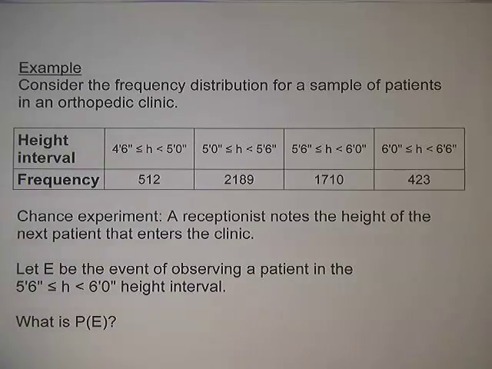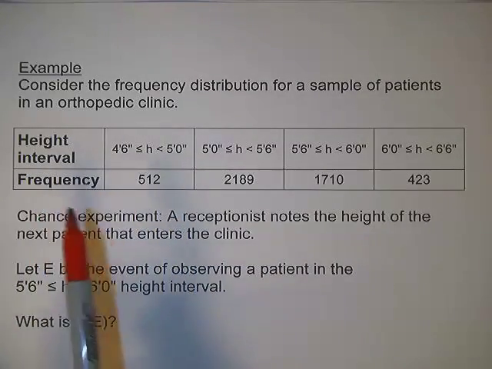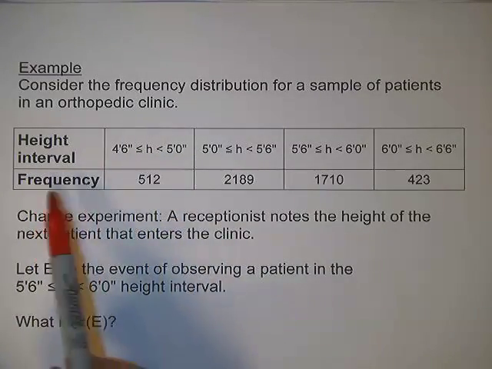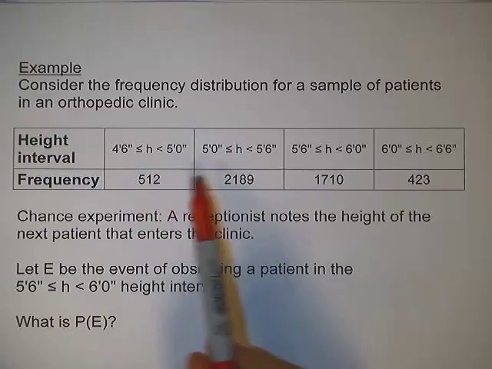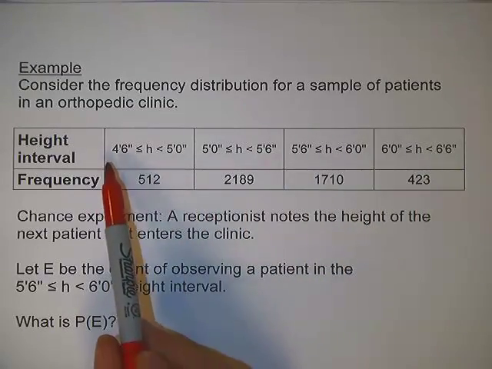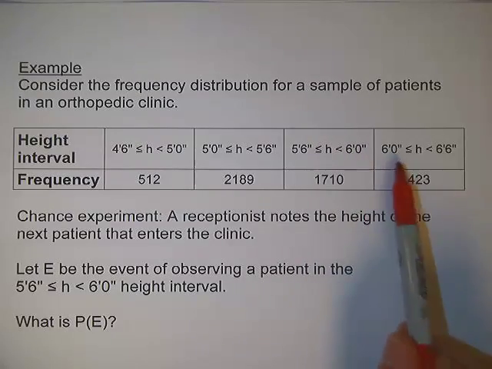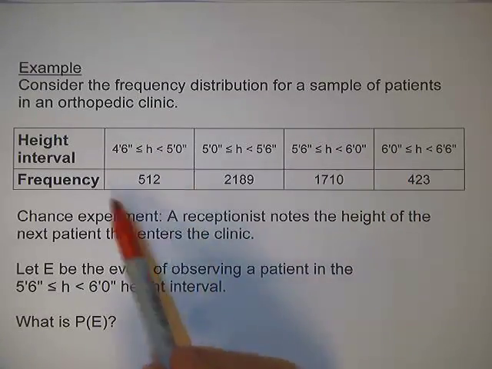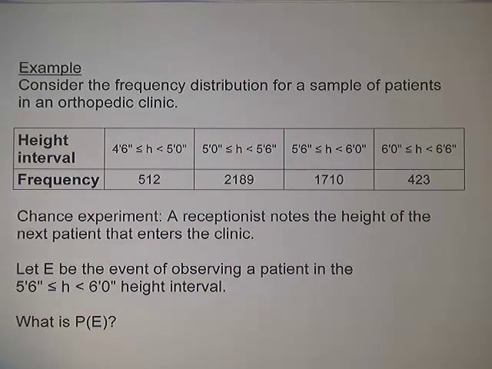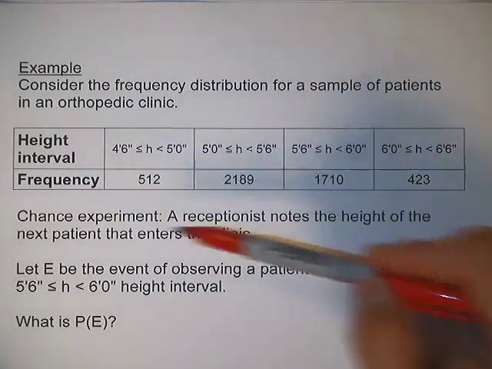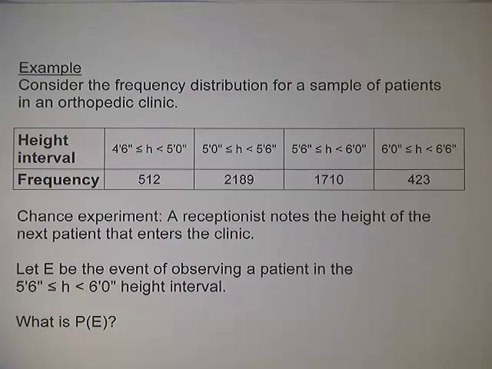So consider a frequency distribution for a sample of patients in an orthopedic clinic. Okay, so what they did is they collected the heights and put them into intervals. So we have 4'6" to 5 feet, 5 feet to 5'6", 5'6" to 6 feet, 6 feet to 6'6". Okay, and we have the frequencies of patients that have come in. So notice there's a lot of patients here. So this is data that's been accumulating for some time.